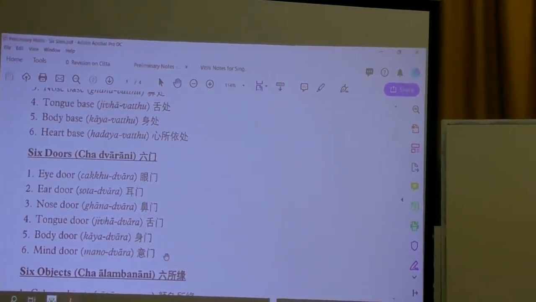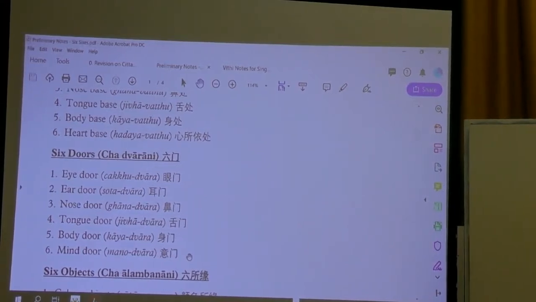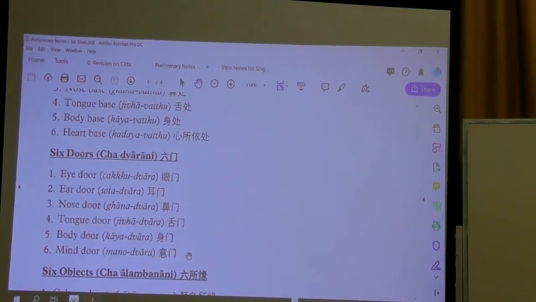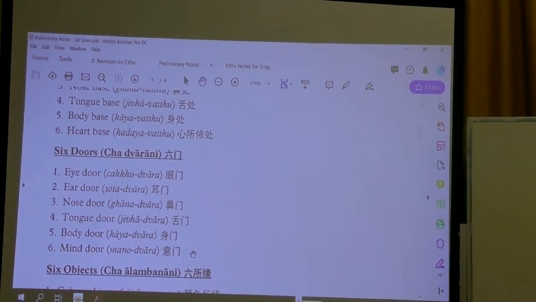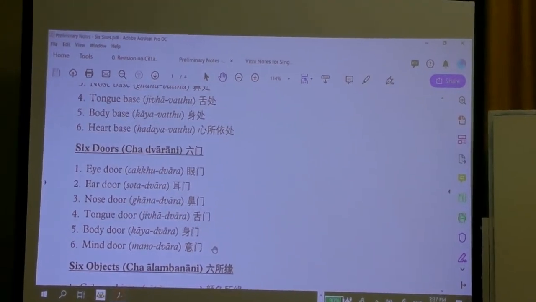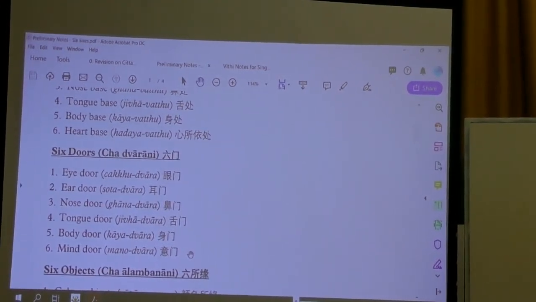But you have the base, and without an object it cannot become a door. Because of the base and the object, the eye base becomes the eye door. Why? Because the eye consciousness arises in the eye base.